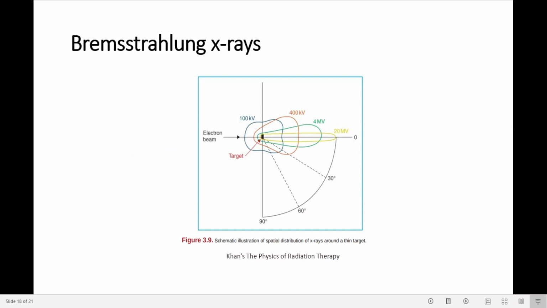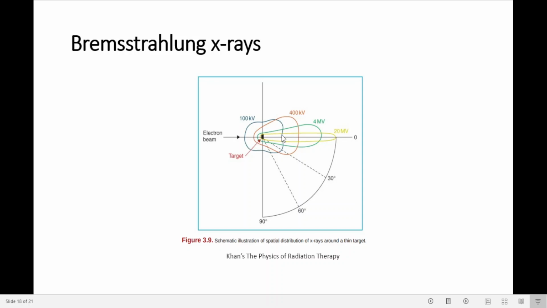And the direction of emission of Bremsstrahlung photons depends on the energy of the incident electrons. Let's take a look at this picture. We have an electron beam and a target. The electrons are being accelerated towards the target and the X-rays are being produced here. For electron energies below 100 keV, X-rays are emitted in all directions, as we can see by the blue curve here. So the emission is isotropic.